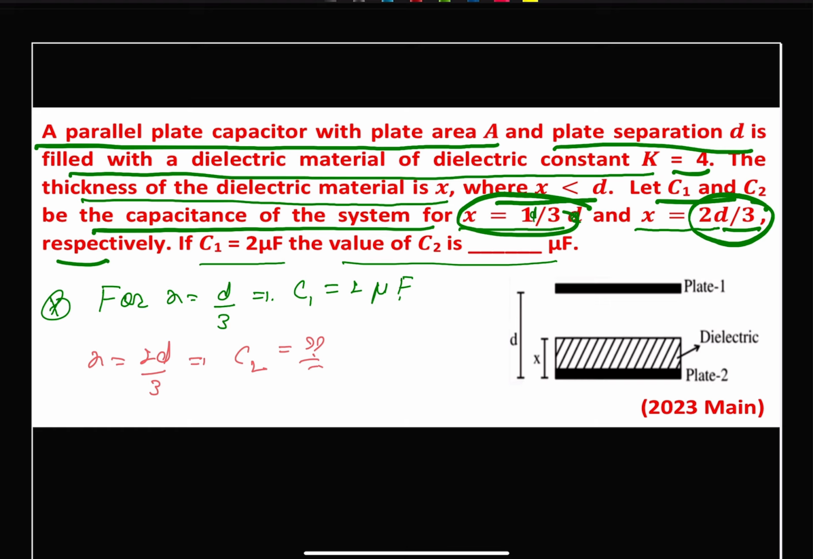In both cases the dielectric is the same, so the value of the dielectric constant is 4. Also, the thickness of the dielectric is the same, therefore the thickness of the air will be equal to D minus X. So here we are going to have two capacitors, one of thickness X and another of thickness D minus X. Let us call the air one C prime and the dielectric one C double prime. C double prime we can later replace with C1 and C2 as per our requirement.